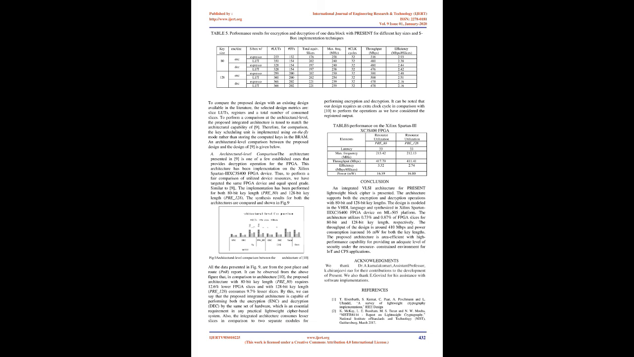It can be observed from the above figure that, in comparison to architecture 10, the proposed architecture with 80-bit key length, PRESENT-80, requires 12.6% lower FPGA slices and with 128-bit key length, PRESENT-128, consumes 9.7% fewer slices. By this, we can say that the proposed integrated architecture is capable of performing both the encryption, ENC, and decryption, DEC, by the same set of hardware, which is an essential requirement in any practical lightweight cipher-based system. Also, the integrated architecture consumes fewer slices in comparison to two separate modules for performing encryption and decryption. It can be noted that our design requires an extra clock cycle in comparison with 10 to perform the operations as we have considered the registered output.